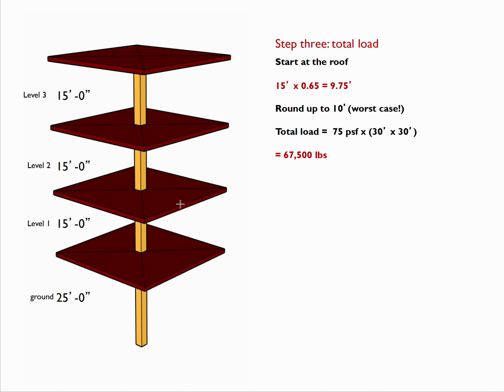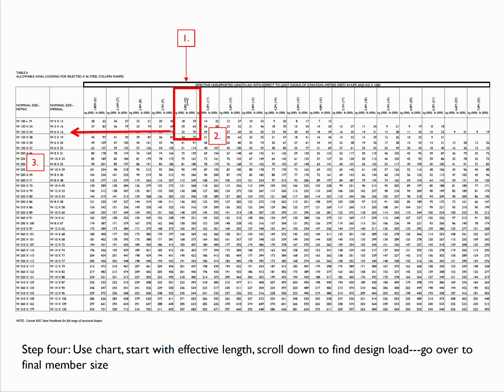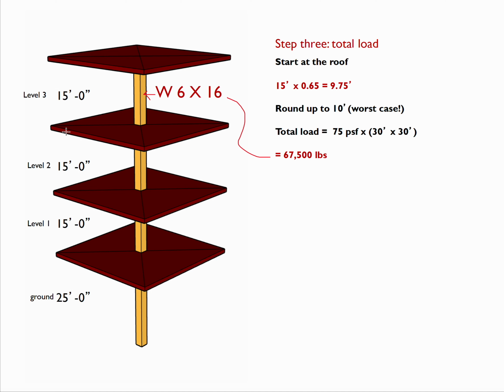So here I've drawn it just on its own. I'm going to start at the roof. The actual height was 15 feet. I take it times its K factor. I get 9.75 feet. So you can see it really acts like a much shorter column. I'm going to round up to 10 feet because it's got to be the worst case scenario. The total load that was given was 75 pounds per square foot. The tributary area that was given was 30 by 30, therefore 67,500 pounds. Go to the chart, 10-foot, tributary area 67, move over. That column is a W6 by 16.